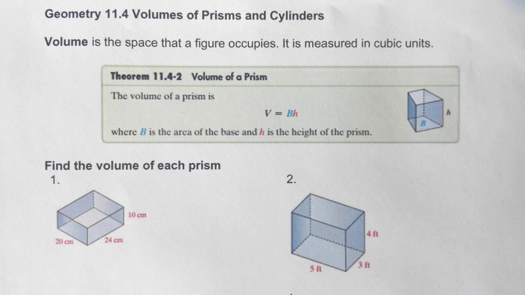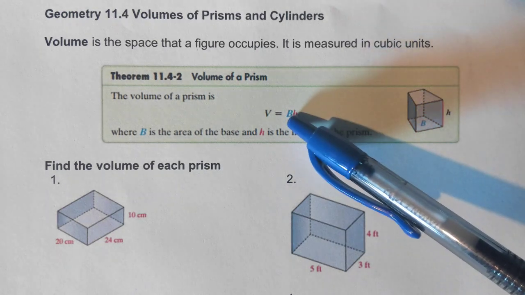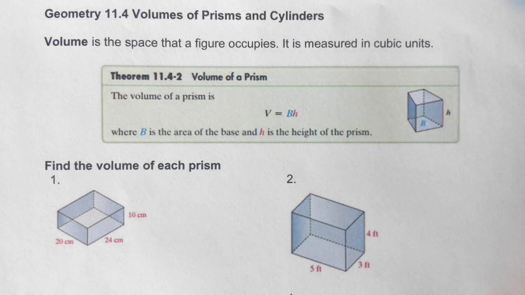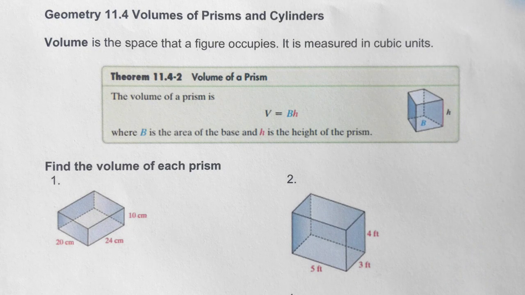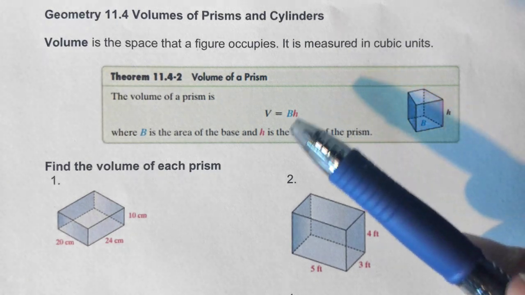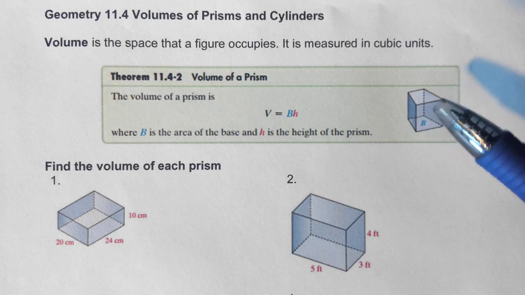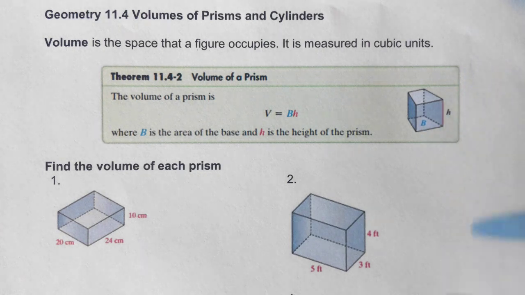The volume for a prism is the first one we're going to be doing. It is the area of the base times the height. So, nice and easy formula there. No matter what, remember the base is the side that is parallel to the other one. The bases have to be parallel to each other.